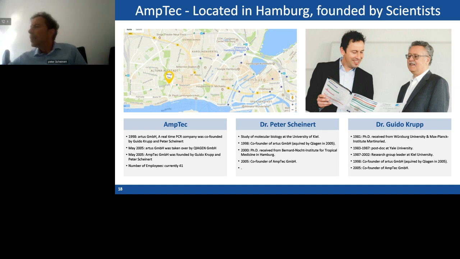My name is, as I said before, Peter Scheinert. From my background, I studied molecular biology at the University of Kiel, and in 1998 I was co-founder with some other colleagues, also with Guido Krupp, which you can see on the picture as well. I'm on the left side, Guido on the right side. I was co-founder of Artus GmbH. Artus was a very successful story. Artus was a real-time PCR-based company, and it was acquired in 2005 by QIAGEN.